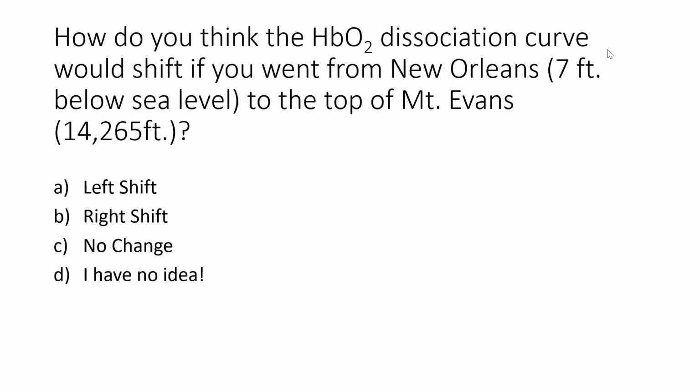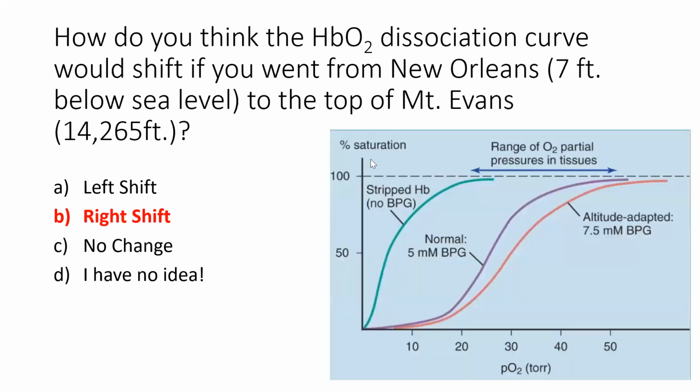How do you think the hemoglobin oxygen dissociation curve would shift if we went from New Orleans, 7 feet below sea level, to the top of Mount Evans, which is 14,265 feet above sea level? And so many of you selected B, which is a right shift, and that is correct, okay? But make sure that we understand, quite a few of you selected A as well, the reason that it is not a left shift. It is a right shift because, that's okay, someone said they meant to put B.